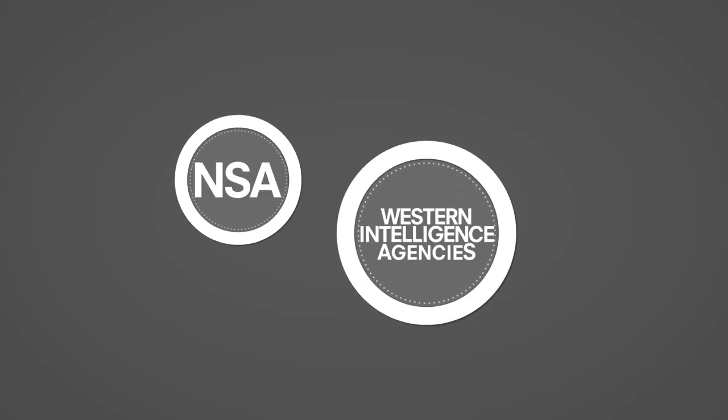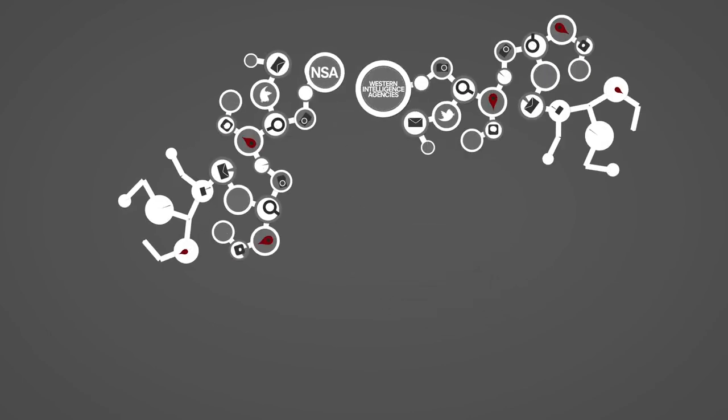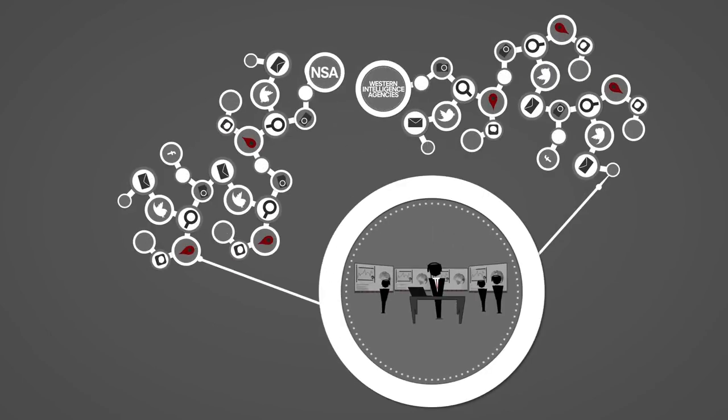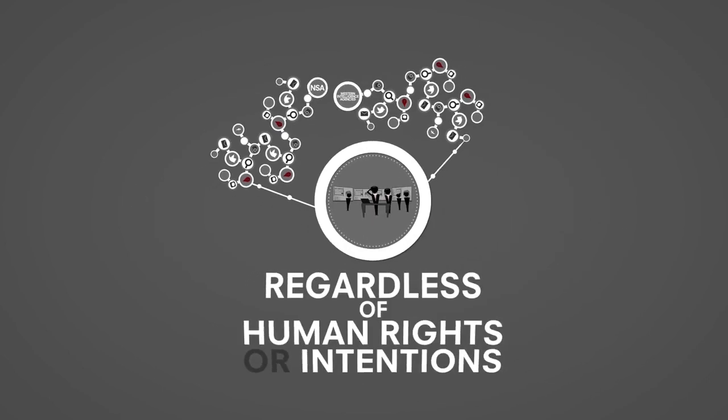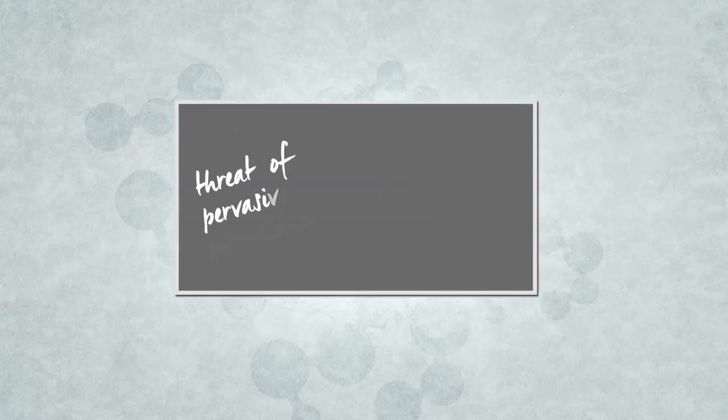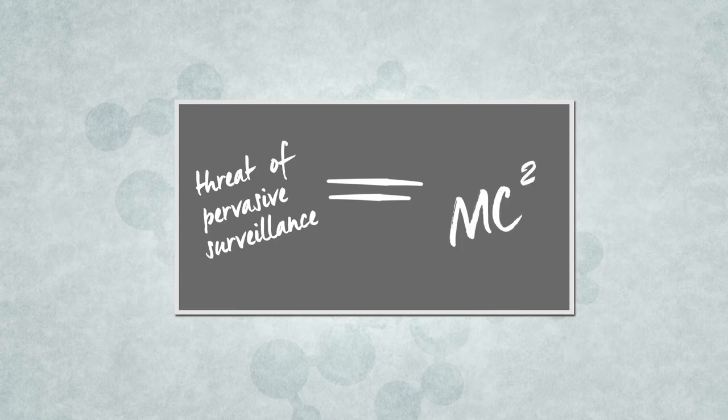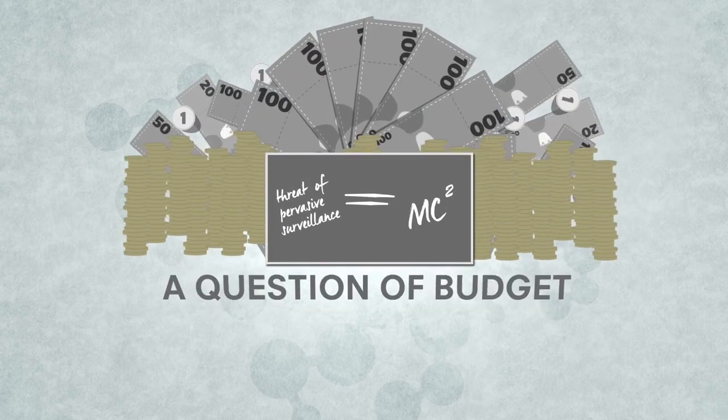Let us be really clear. It's not just the NSA or Western intelligence agencies that are doing this. There is a huge industry where companies sell all these surveillance technologies to any interested government, regardless of their human rights record or intentions. The threat of pervasive surveillance isn't a theoretical one. It's merely a question of budget.